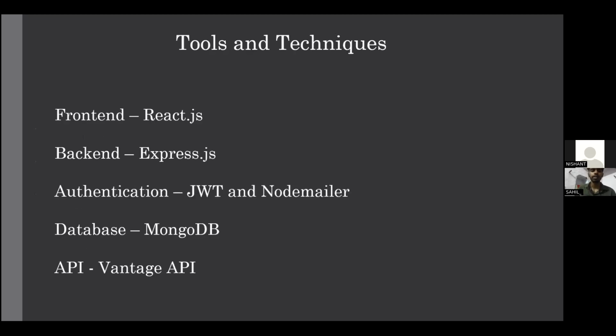The tools and techniques that I have used to make this website are: for the front end, I have used React.js. For the backend, I have used Express.js. For the authentication system, I have used JSON Web Token and NodeMailer to verify the users. Next is the database; for this website, I have used the MongoDB database. The API that I have used is the Vintage API.